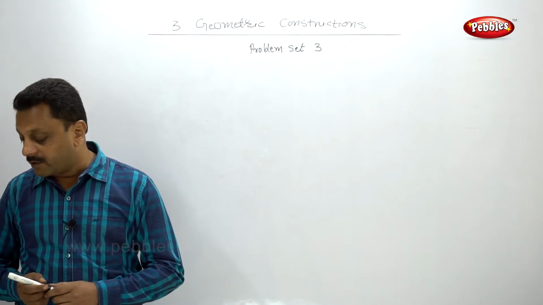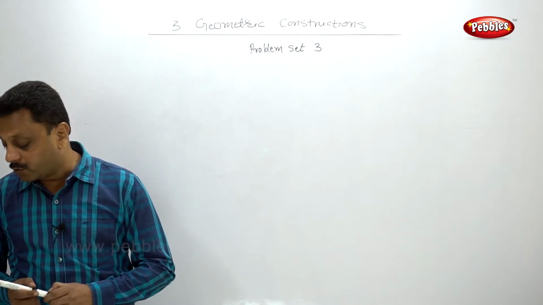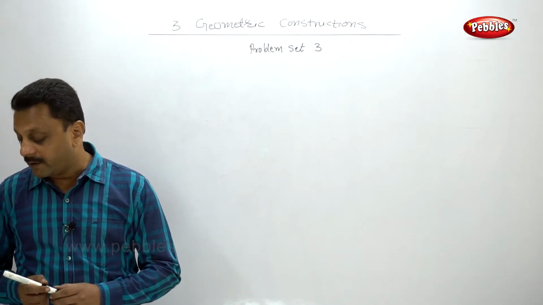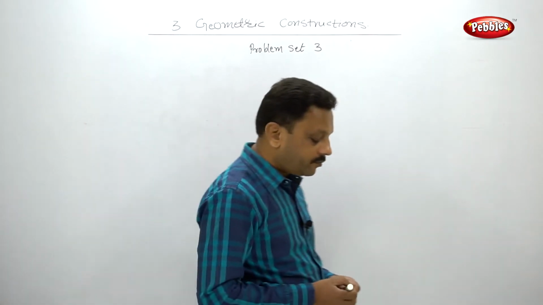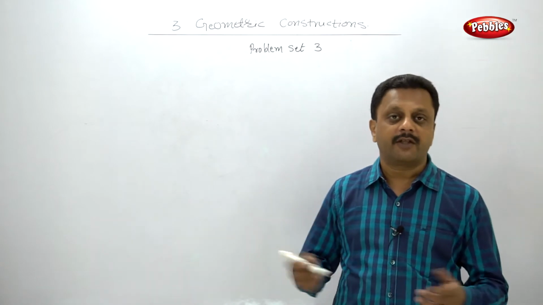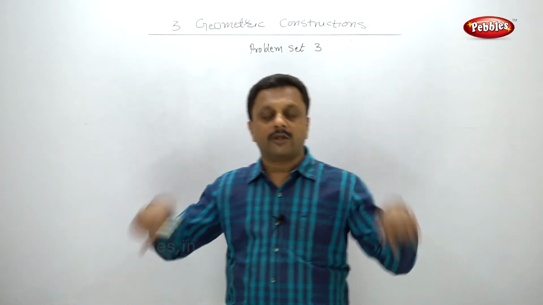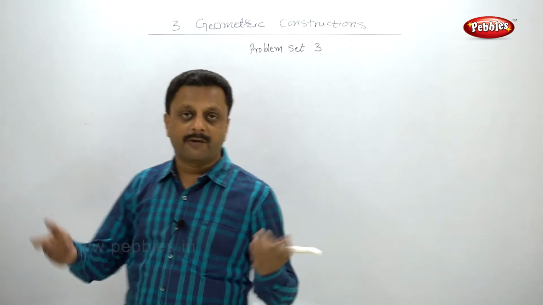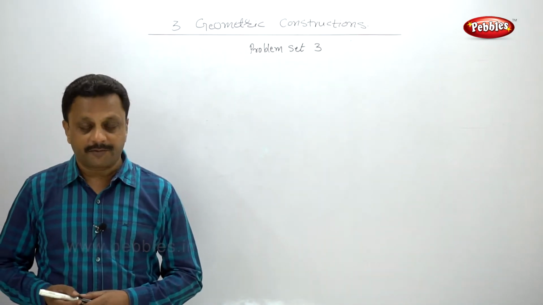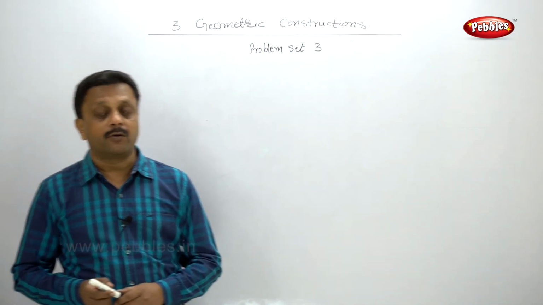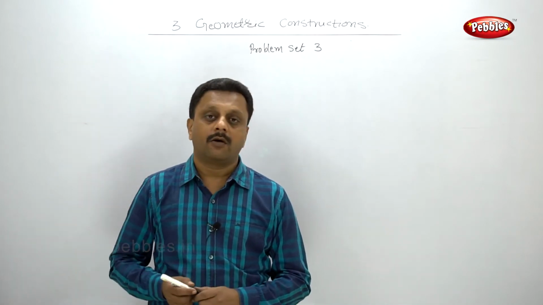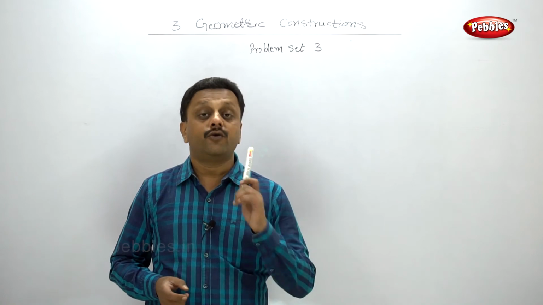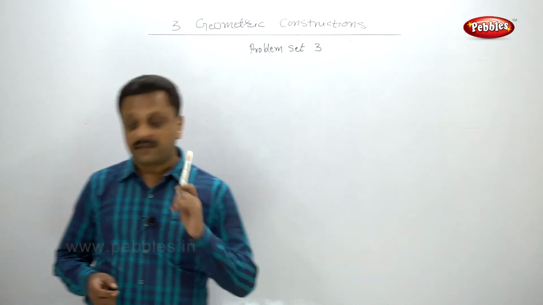Construct triangle LMN such that LM is 6.2, MN is 4.9 and LN is 5.6 centimeters. Three sides are given. Start with the base. On both the sides, draw arcs. Wherever they cut, your third point is there. Very simple. Don't forget to write the measurement of the lines on your final figure. Write units also, that is centimeters.